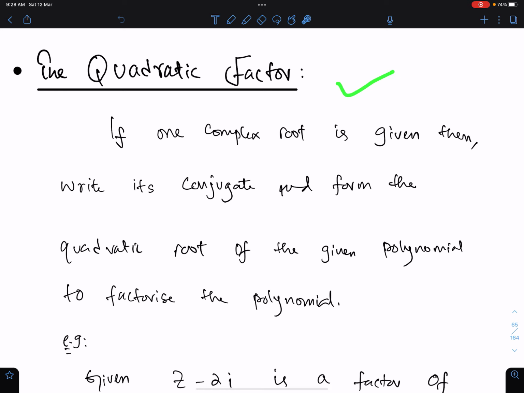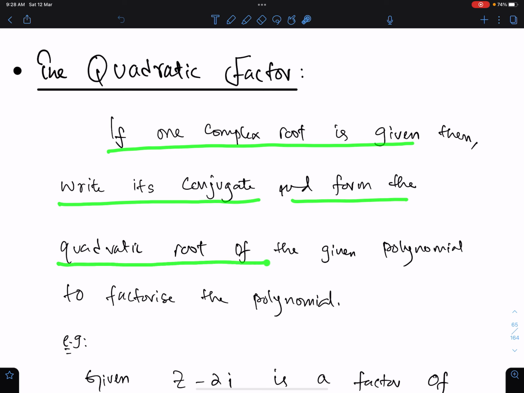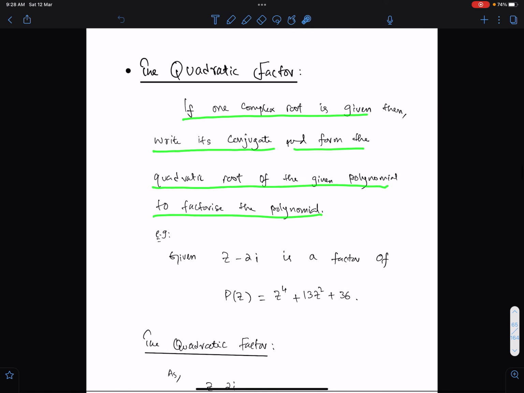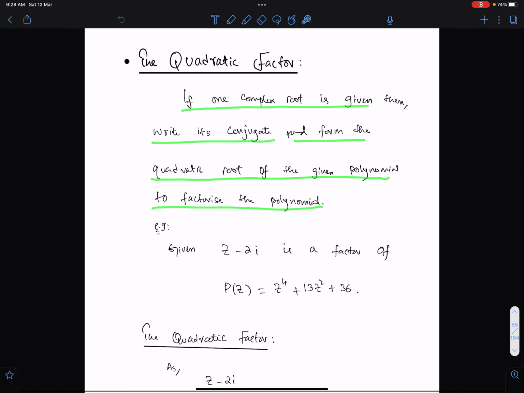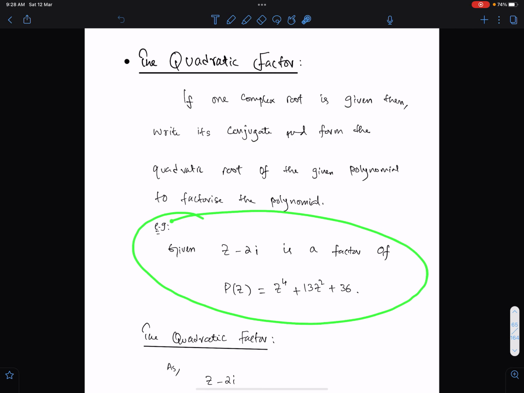The quadratic factor. If one complex root is given, then write its conjugate first and then form the quadratic factor of the given polynomial to factorize the polynomial. Let's understand this concept with the help of this example.